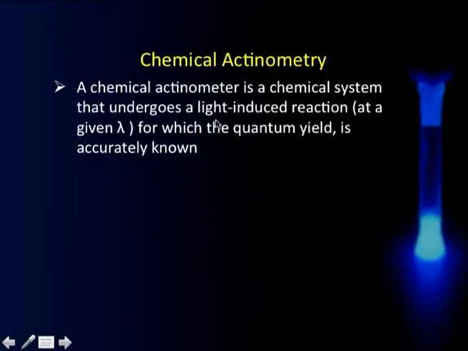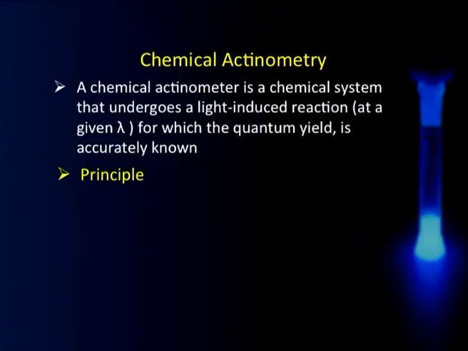We will learn about the principle of the chemical actinometer, how it works, and how it helps us find out the amount of radiation absorbed in a photochemical reaction. Okay. Let us see what this chemical actinometer is. A chemical actinometer is basically a chemical system that undergoes a light-induced reaction. Basically, it undergoes a photochemical reaction at a given wavelength, and the important thing is that we have to have a reaction for which the quantum yield is known accurately. That is the first premise for any chemical system to act as an actinometer.